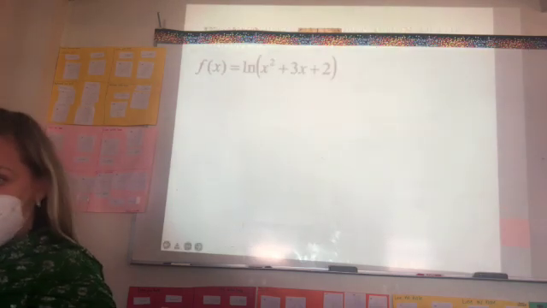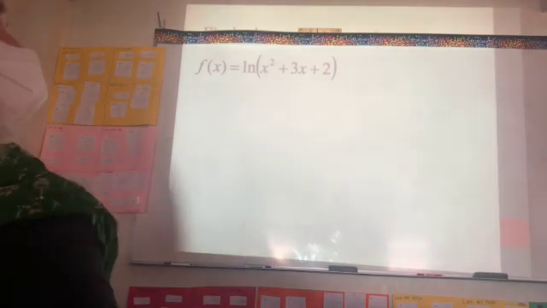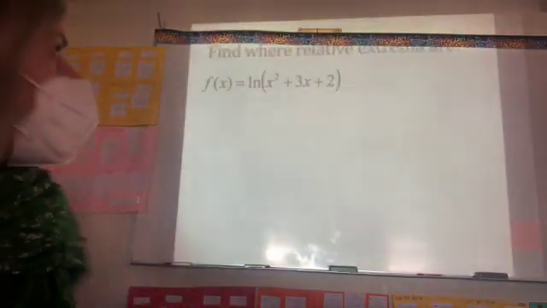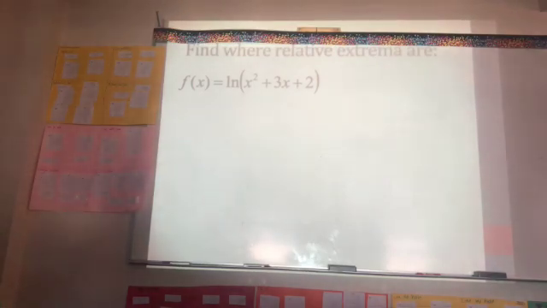All right, let's do this problem. Find the relative extrema. I have 2 steps. Step 1, critical points: take the derivative and set it equal to 0. Step 2, number lines.